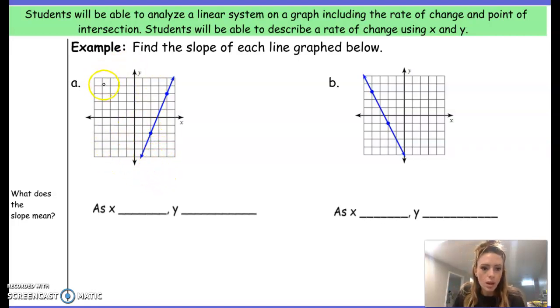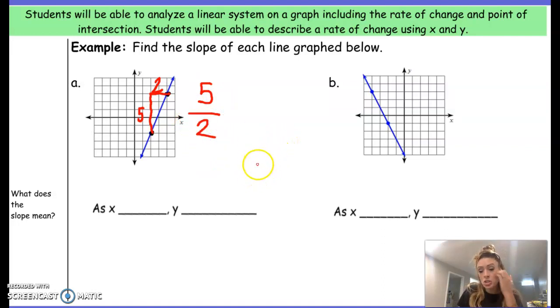So here we go for this one. Here's 2 points. I'm going to use those 2 points. I read from left to right, so I'm going to start on the leftmost point, and then I'm going to go up or down first. So if I go up, I have 1, 2, 3, 4, 5. If I go right, I have 1, 2. Okay, so my rise over my run is 5 halves, which is 2.5, right?